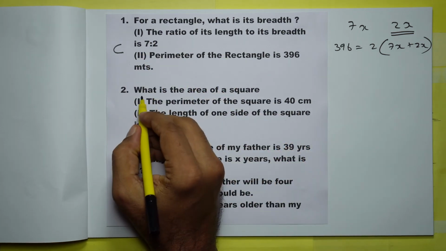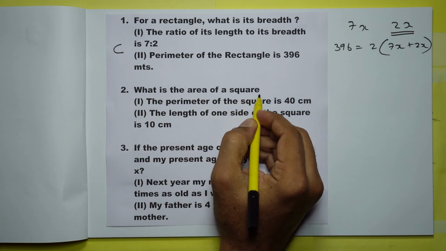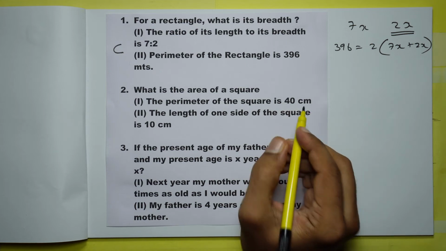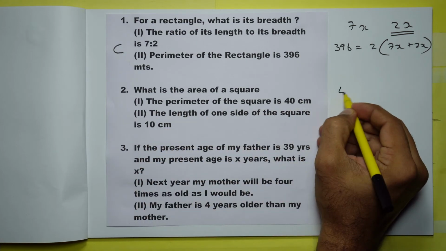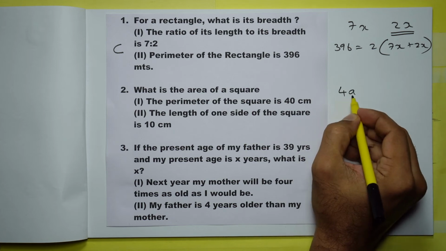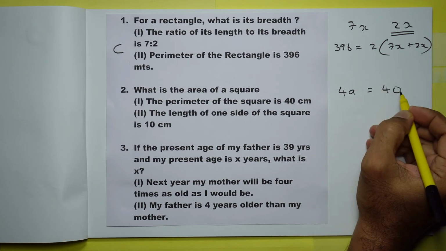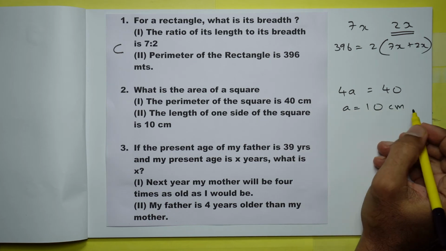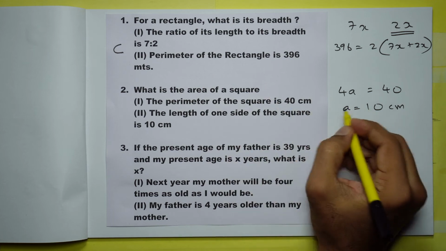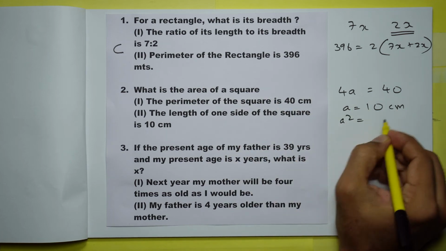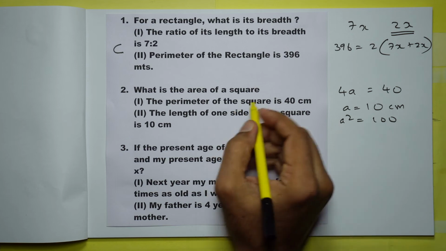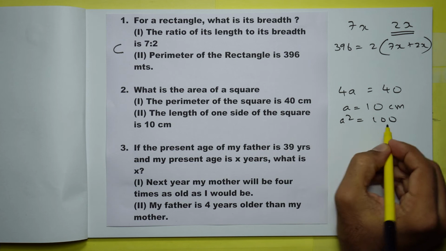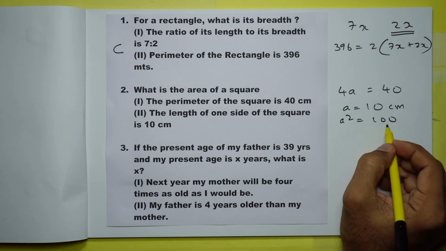Let us start with the second one. What is the area of a square? The perimeter of the square is 40 centimeters. Now perimeter of a square is 4a, where a is one side of the square and that is equal to 40. So you will get a equal to 40 by 4, that is 10 centimeters. And the area of the square is a squared. So that will be 10 into 10, that is 100. So you can see that the first statement alone is sufficient. You will get the exact area of the square to be 100 square centimeters.